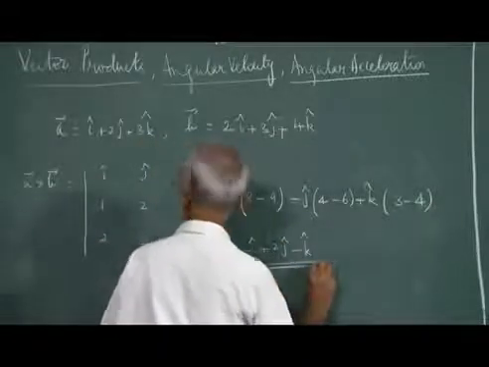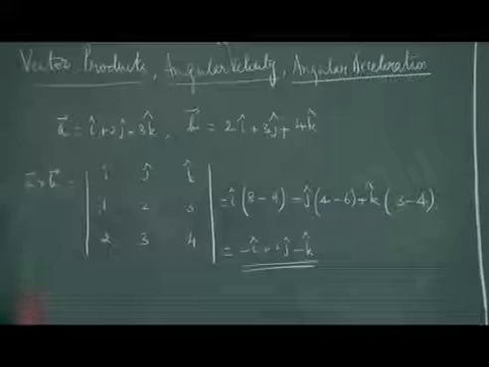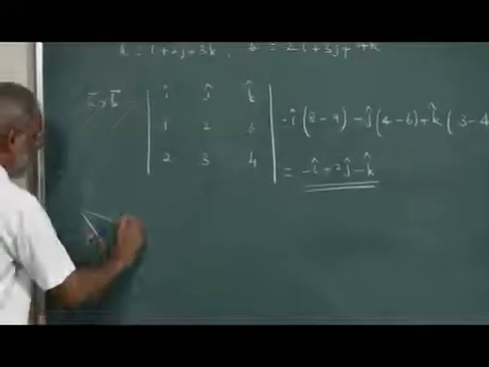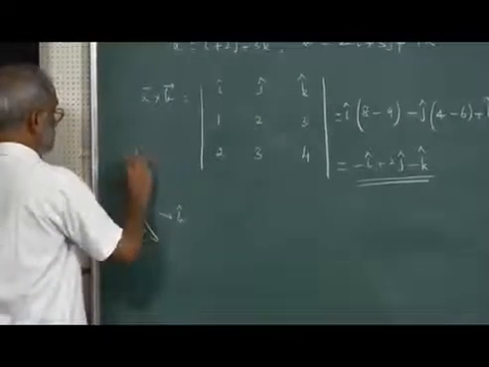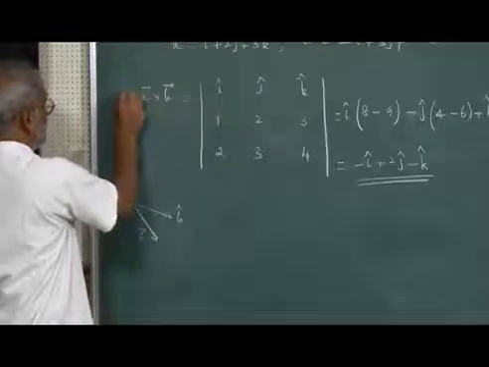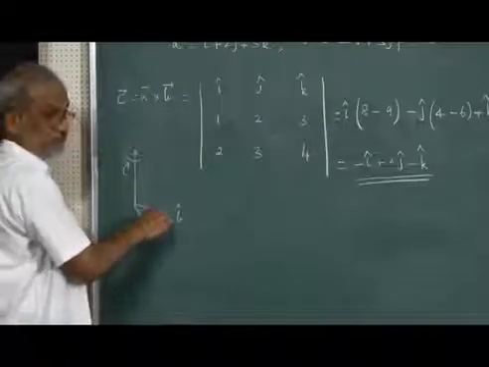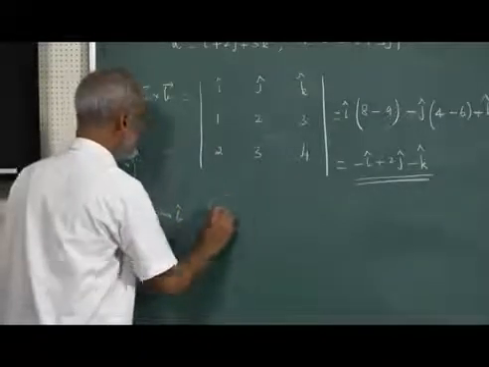This is the A cross B vector. Now when I have two vectors, A and B, this is going to be the C vector. Since the C vector is perpendicular to both A and B, that is what our definition says, let us check up. So I shall calculate C dot A.